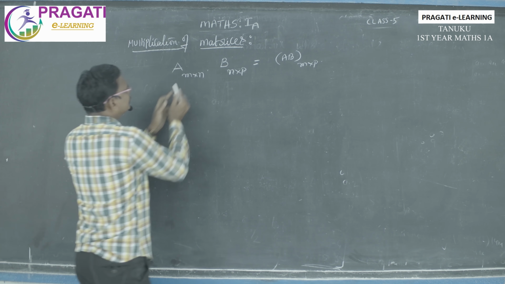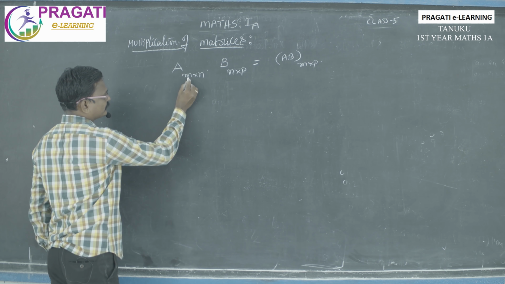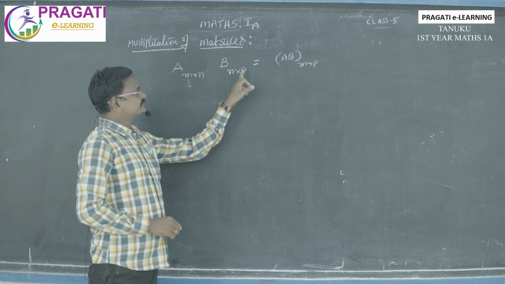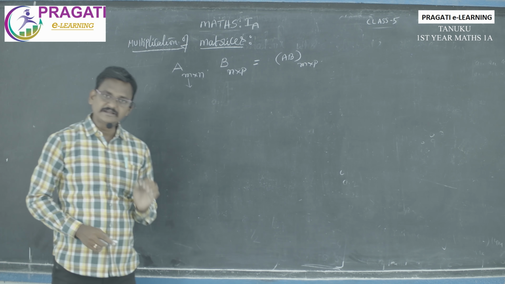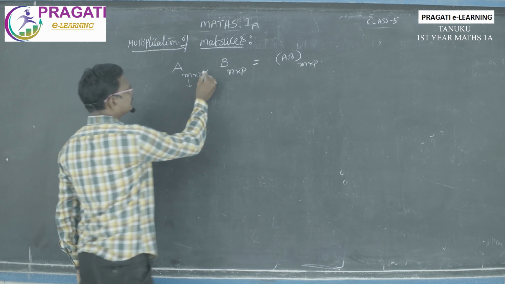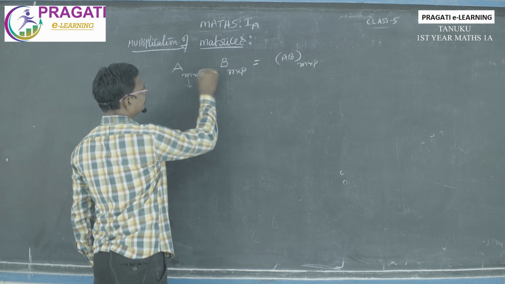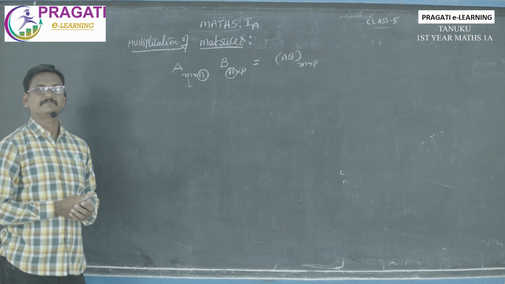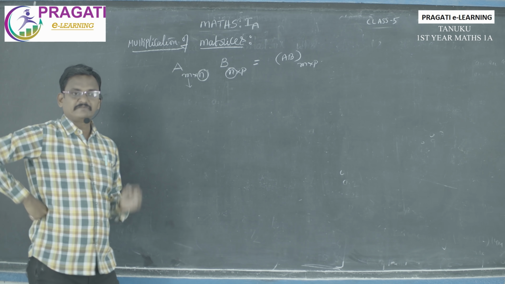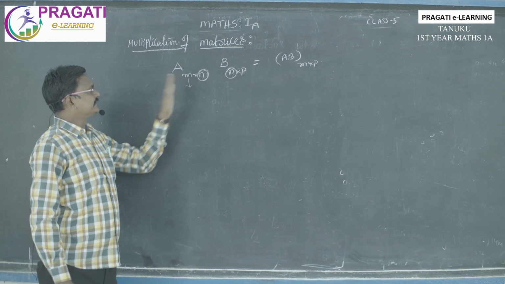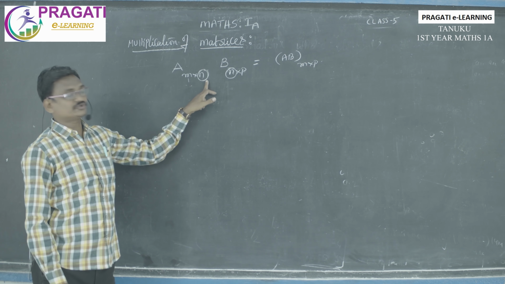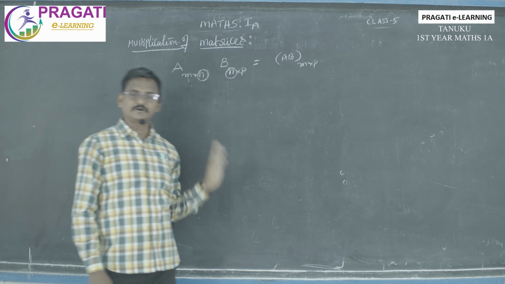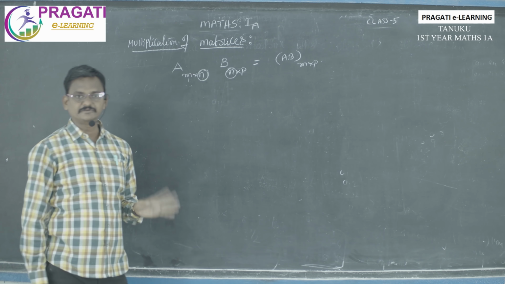The condition is, do you know already, m by n means m rows and n columns. Is it or not? And here n rows and p columns. What does the condition mean? In the first matrix, the number of columns, and in the second matrix, the number of rows must be equal. That is the first condition. When we want to multiply two matrices, in the first matrix, the number of columns should be equal to the number of rows in the second matrix. Then only it is possible. Otherwise, it is not possible.